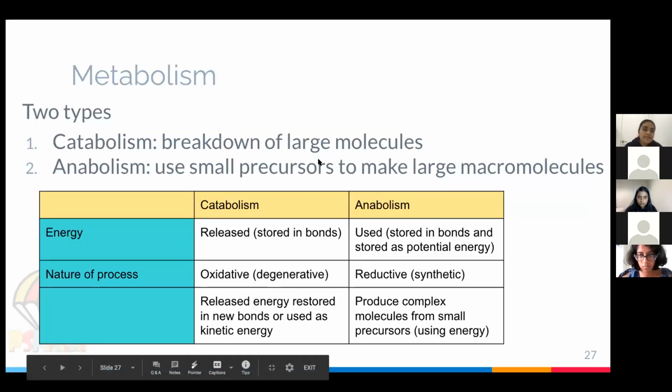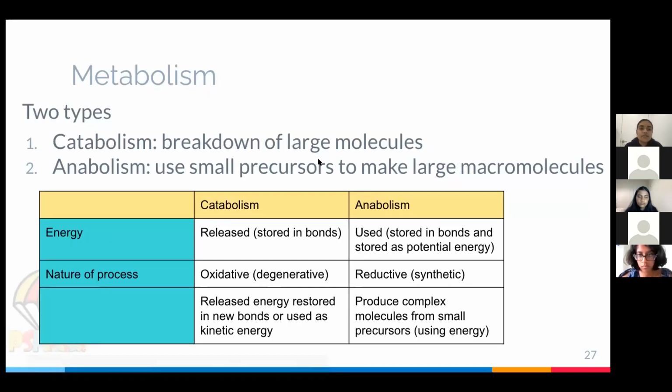So metabolism, continuing, there's two types of reactions. There's catabolism and anabolism, whichever way you say it. So for catabolism, that's the breakdown of large molecules. So you're starting off with big molecules and you're breaking them down, whereas anabolism is having small precursors, small molecules, and you're basically trying to make larger macromolecules. So it's the opposite way.